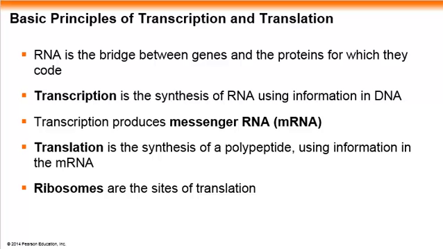Genes provide instructions for making specific proteins, and the bridge between DNA and protein synthesis is the nucleic acid called RNA. If you remember, RNA is chemically similar to DNA, except that it contains ribose as its sugar and substitutes the nitrogenous base uracil for thymine. In addition, an RNA molecule usually consists of a single strand.